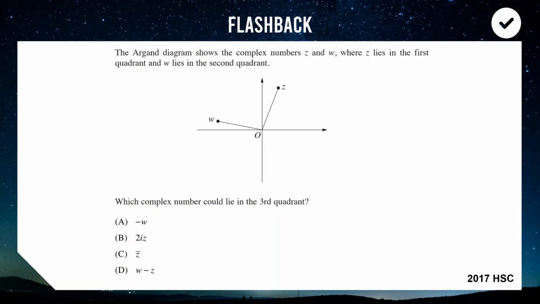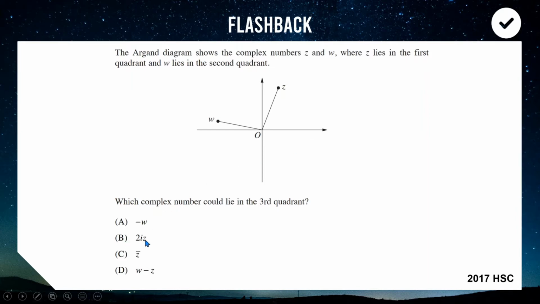Okay, let's work through all of them. So for the first one, negative W is going to reflect us through the center point and put us into quadrant 4. So we're changing the real part and changing the imaginary part. So we're at quadrant 4, not quadrant 3.